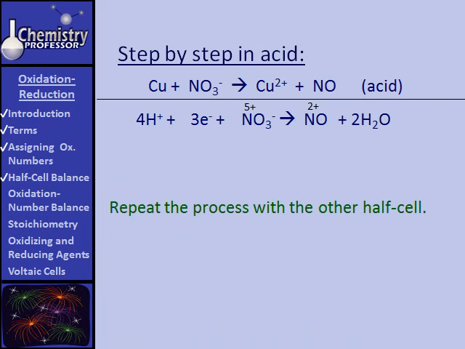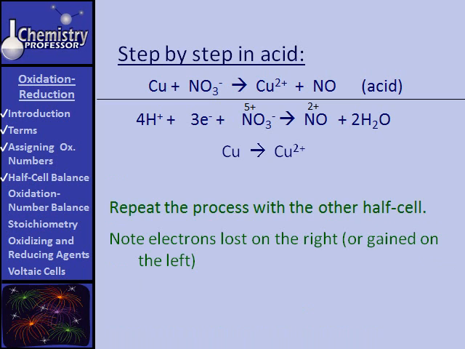Now we're ready for the other half cell. So let's repeat the process with the other half cell. Here we go. Copper going to copper ion. Note the electrons lost on the right or gained on the left. Well, in this case, copper went from 0 to +2, so it lost 2 electrons. There they are.